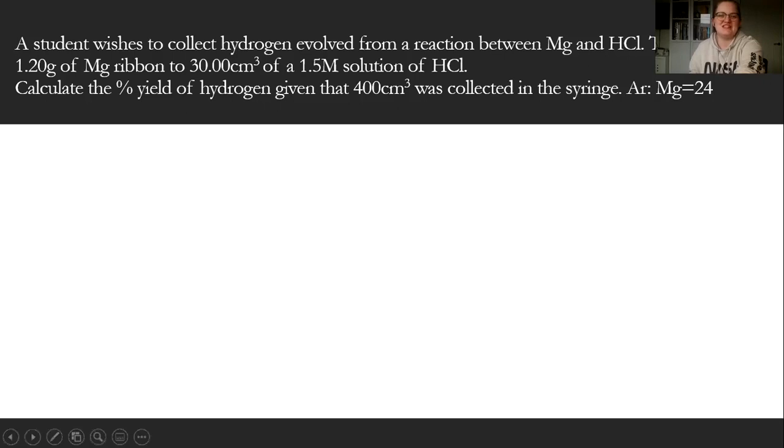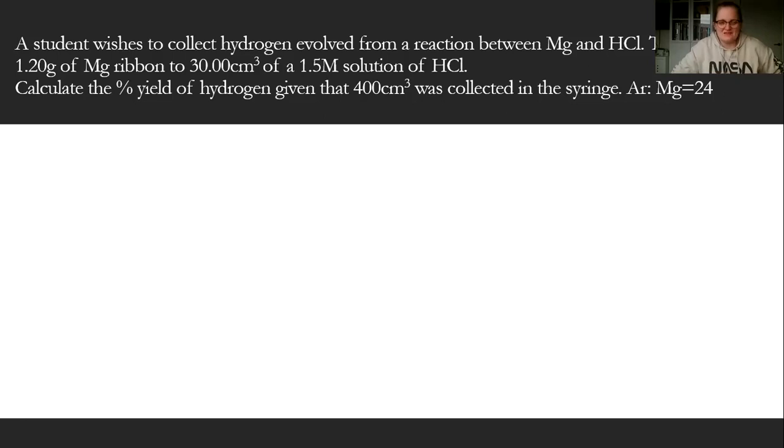A student wishes to collect hydrogen evolved from a reaction between magnesium and hydrochloric acid. They add 1.2 grams of magnesium ribbon to 30 cubic centimeters of a 1.5 molar solution of hydrochloric acid. You are then asked to calculate the percentage yield of hydrogen, given that 400 cubic centimeters was collected in the syringe and the Ar of magnesium is 24. So we'll go through this now.